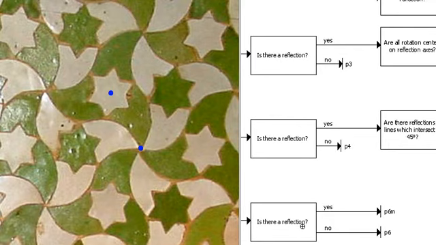Is there a reflection? Do you see any reflection lines here? Are there any lines that would act as mirror lines? I don't think so. You're right. There are none. So this pattern is a P6. Show me where that is. This, P6. Okay.